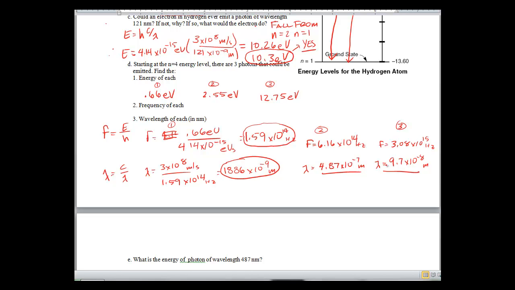I know it's a lot of work, but you need to be used to making these calculations. I'm going to quiz you over whether or not you can convert between these things. It's important. So on that note, this is 1886 nanometers, this is 487 nanometers, and this is 97 nanometers. You need to be able to do that.